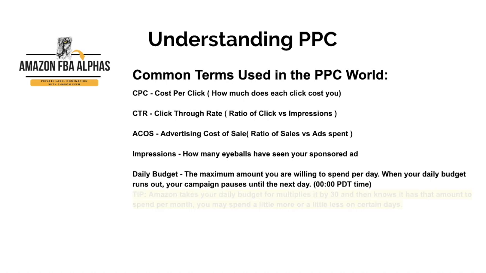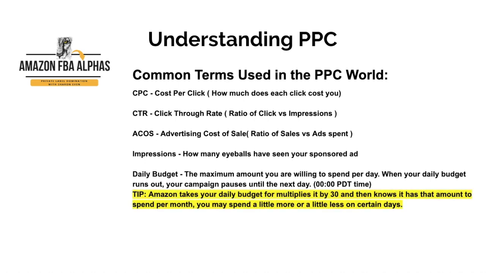A tip that I feel that nobody really talks about is that you need to take into account that Amazon will take your daily budget per campaign. They'll multiply that by 30 because there's an average of 30 days per month. And then it knows how much money it has to play around with or to actually spend per month, and they'll divide that however they see fit per day.